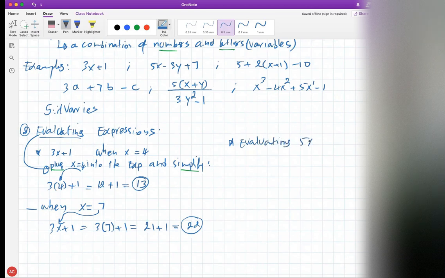Oh, 5x minus 3y plus 7. How many variables do we need for this one? Two. That's right. We need to know x, we need to know y. So x is this, and y is something else. Let's say 3 here and minus 2. So you will have the expression and you will have the values.